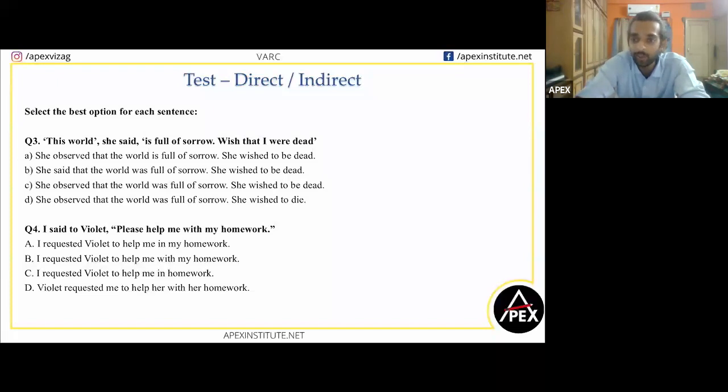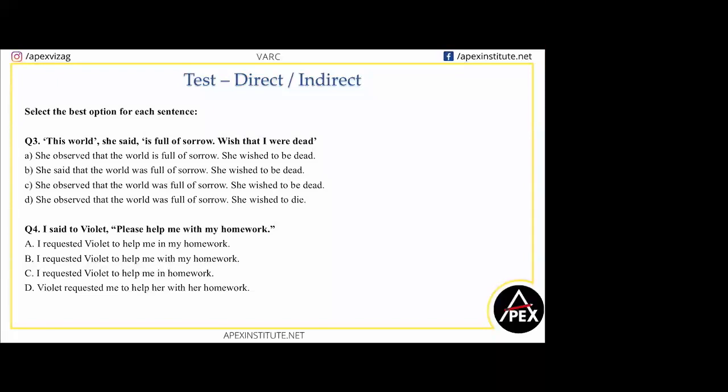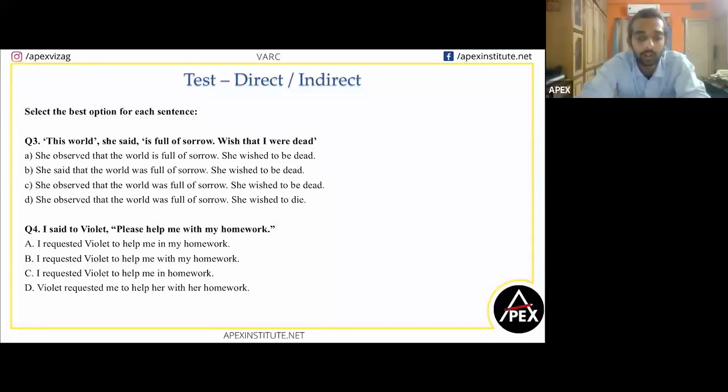Rishi, are you there? Can you hear me? Yes, sir. Okay, so see, the world being full of sorrow is a universal truth. So it's a UT. Since I'm not able to write, I'm typing it down. And the only thing we need to change is wish that I were dead, because that's the only thing she said.